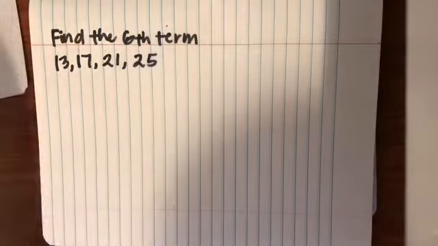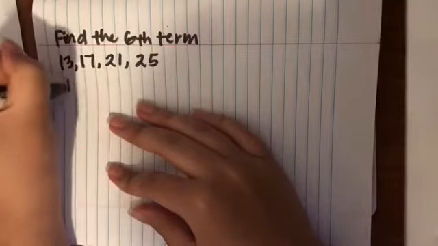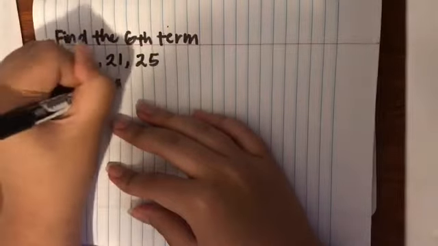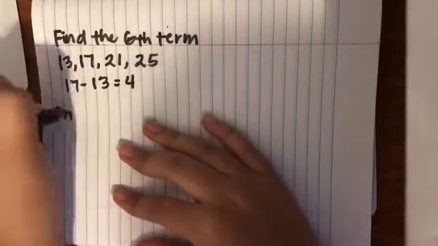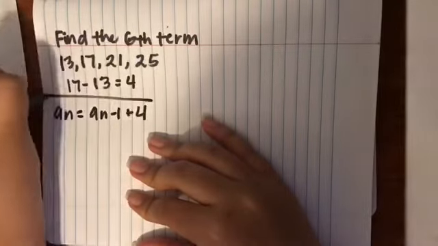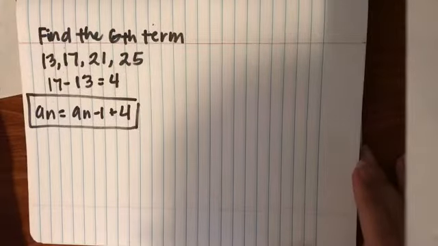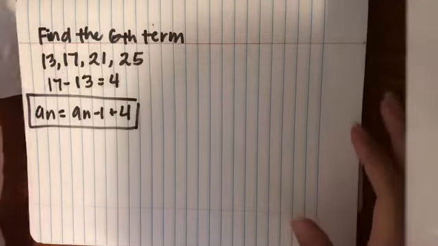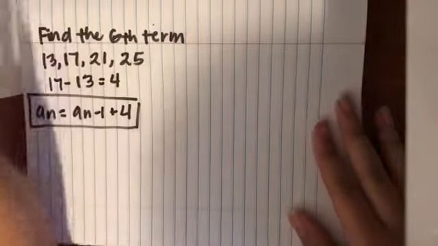So now we're going to find the next term using the recursive formula. So in this problem, we're going to find the sixth term out of this sequence. So we're going to find the common difference first, which would be 17 minus 13 equals 4. So our recursive formula would be a sub n equals a sub n minus 1 plus 4. So remember, in the recursive formula, we have to know the previous term to get the term that we're trying to find, which in this case is the sixth term. So we have to find the fifth term before getting to the sixth term.